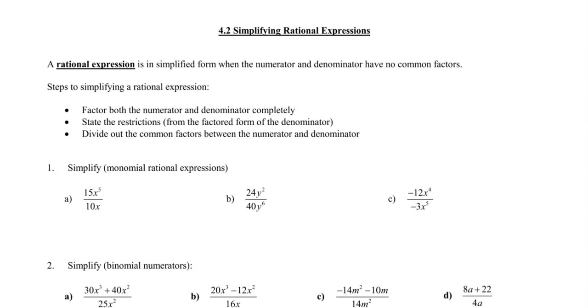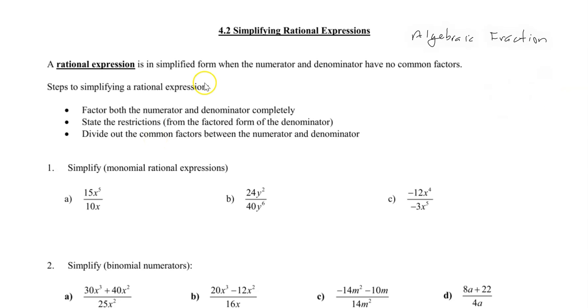4.2, simplifying rational expressions. So we know a rational expression is that thing we call an algebraic fraction, which simply means we can have expressions in the numerator and the denominator, right? So a rational expression is said to be in simplified form when the numerator and denominator have no common factors. It's like taking 4 over 8 and saying, well, they're both divisible by 4. That's 1 over 2, right? That's the simplified form of a fraction, when you cannot reduce it anymore.